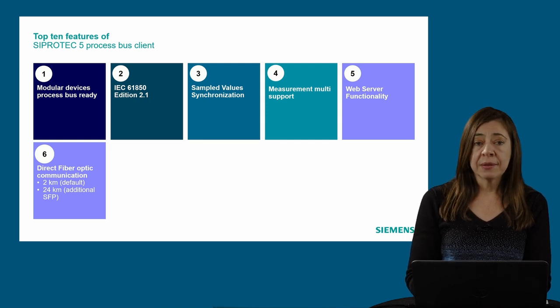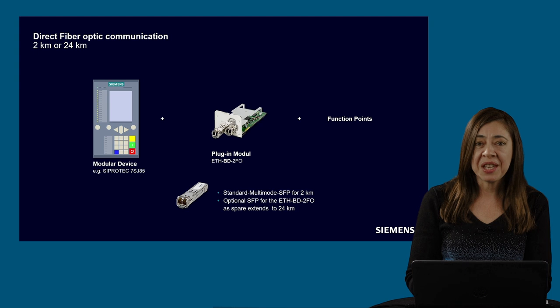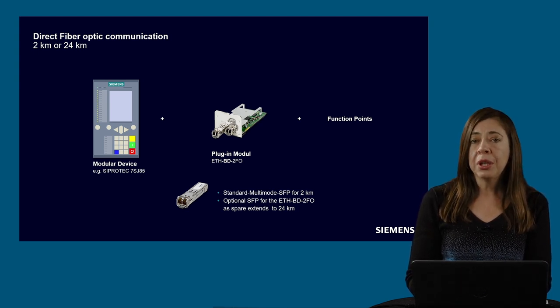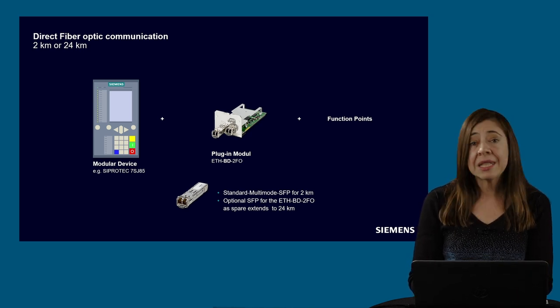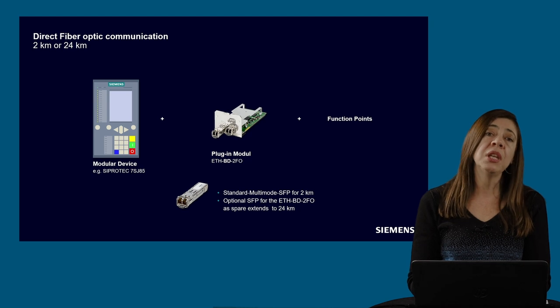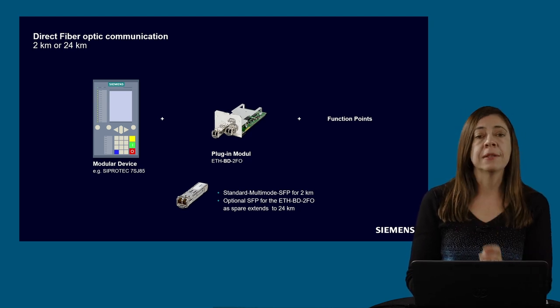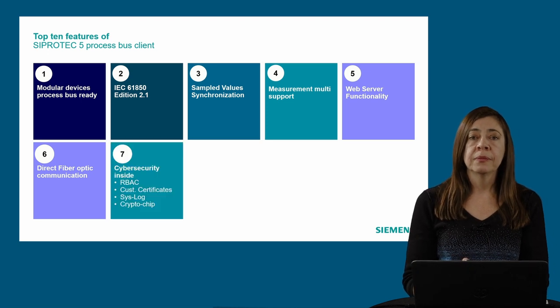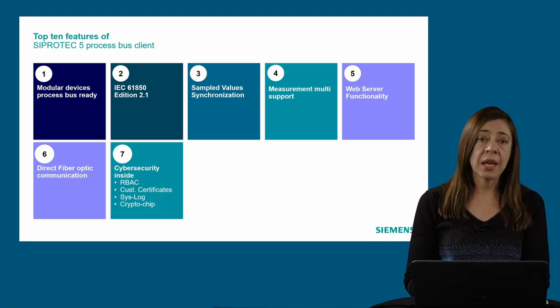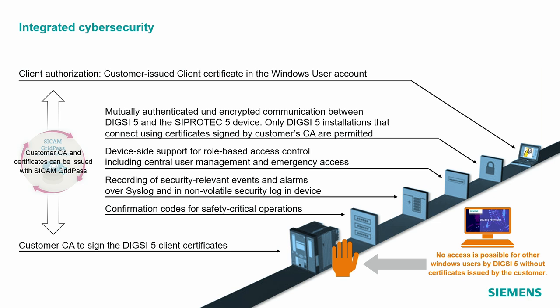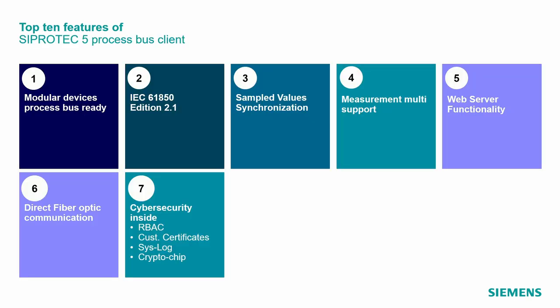Feature number 6, direct fiber optic communication. So you can also cover up to 24 kilometers with the client devices. As in the case of the merging units, you only need to exchange the SFP module in the communication interface. Feature number 7, cybersecurity insight. The same features that we described before for the merging unit are also applicable for the client devices.